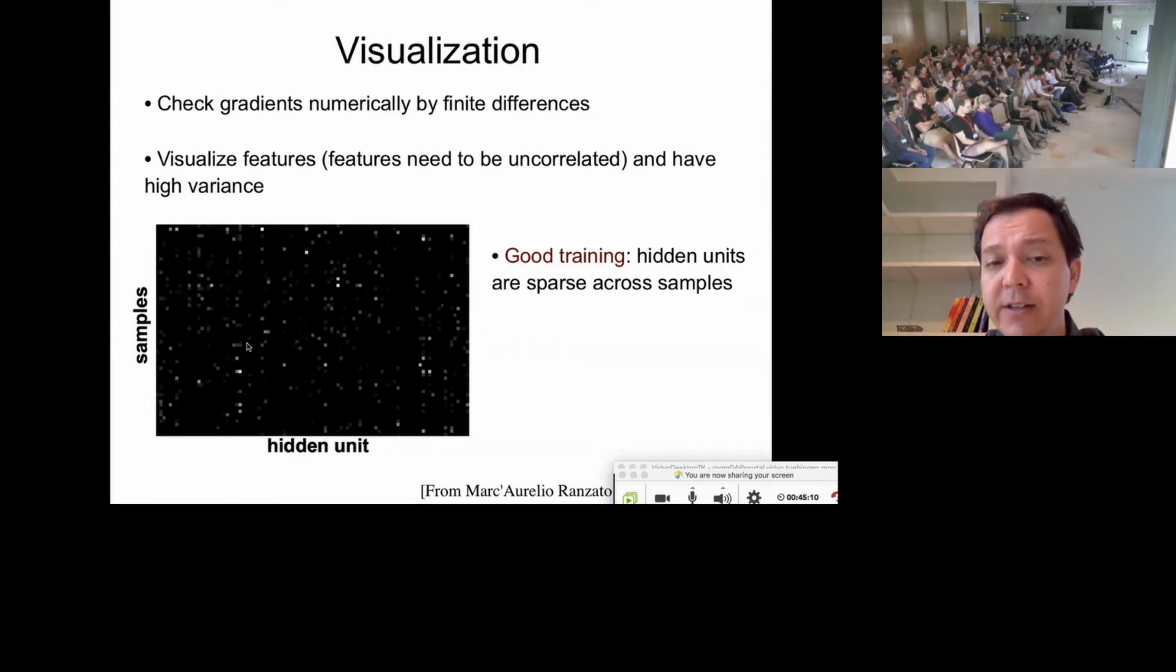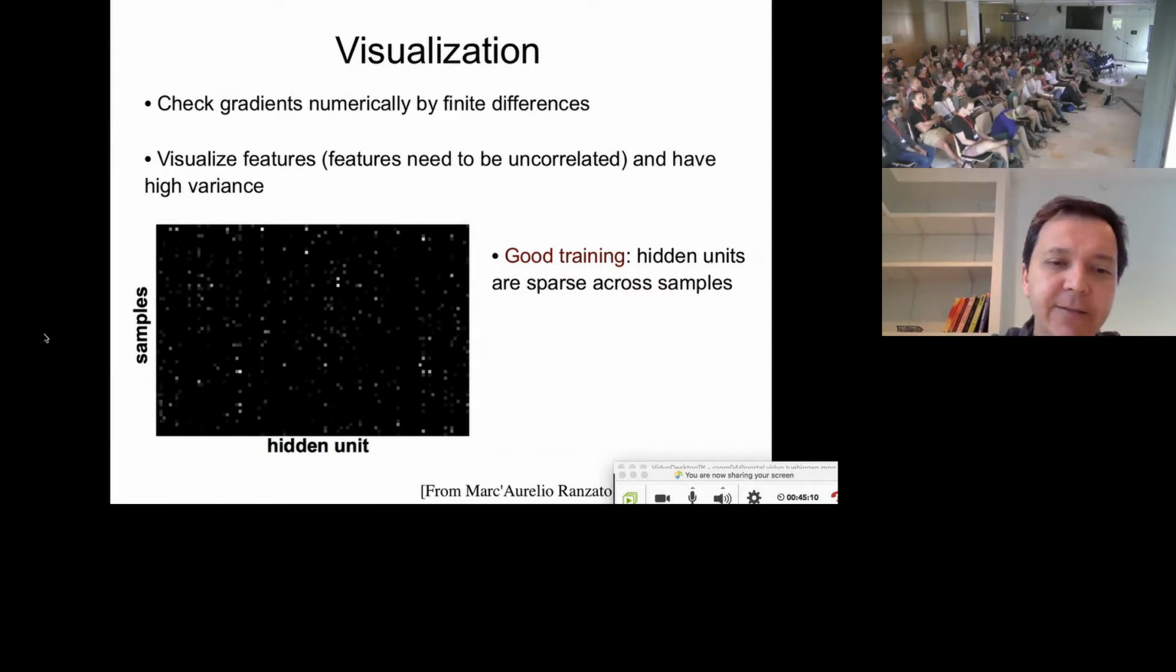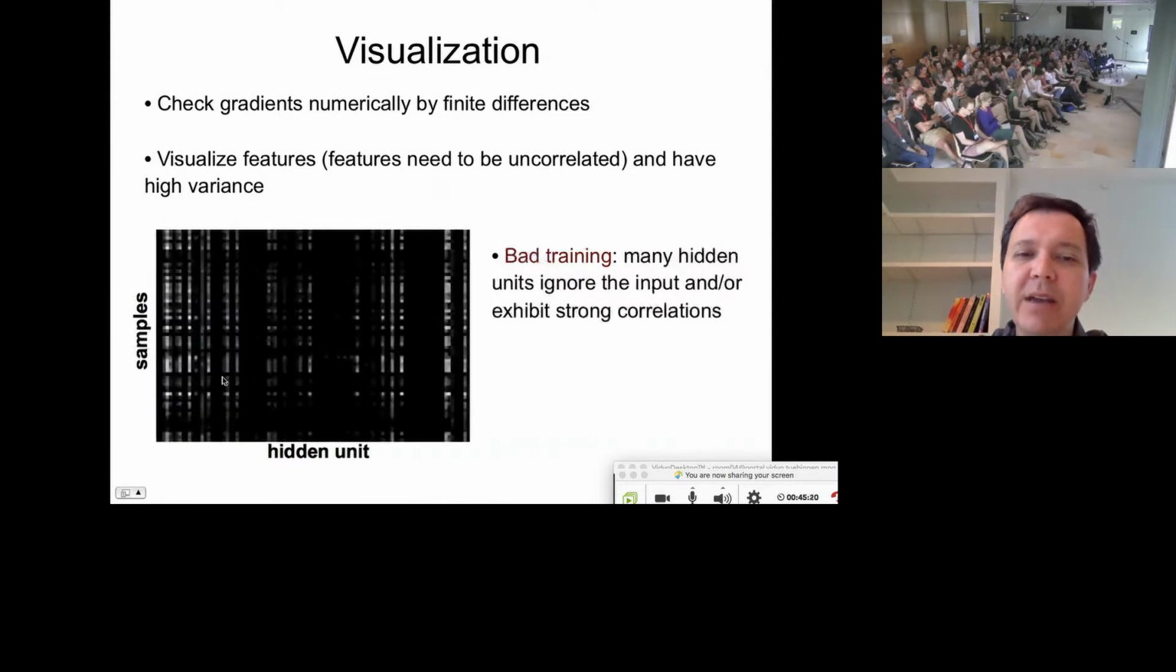So this would be a visualization of a good training, right? You have different units activating for different examples. This would be an example of a bad training, right? Many hidden units ignore the inputs or exhibit strong correlation. If you look at this particular hidden unit, or this particular hidden unit, across all of the samples, this hidden unit is just basically 0. And this is very bad because it means that it's a useless feature. If it's 0 for all your training examples, it's useless. Or if it's active for all the training examples, it's useless as well.